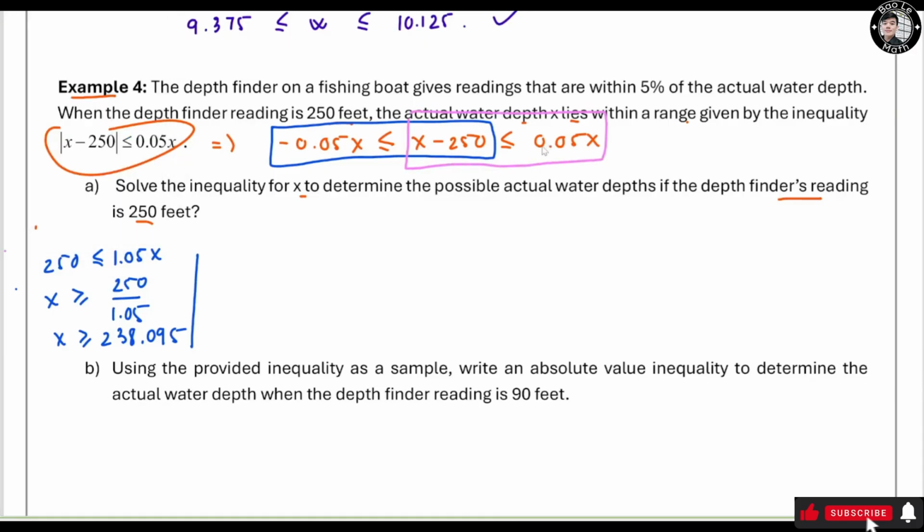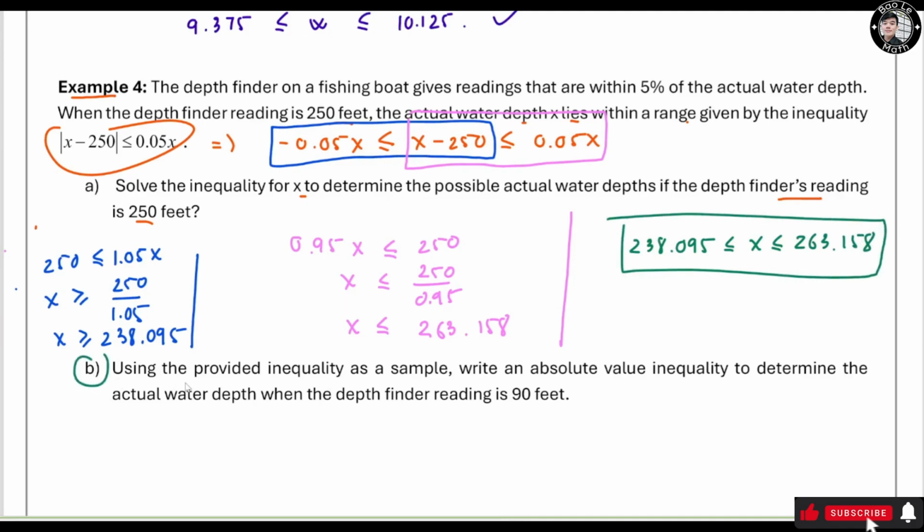Now we're going to solve the right hand side. Alright, so we're going to subtract 0.05 S from both sides and add 250 to both sides. It's going to be 0.95 S less than or equal to 250, right? Divide both sides by 0.95, so S less than or equal to 250 divided by 0.95. So S less than or equal to 263.158, right? So your final answer should be.